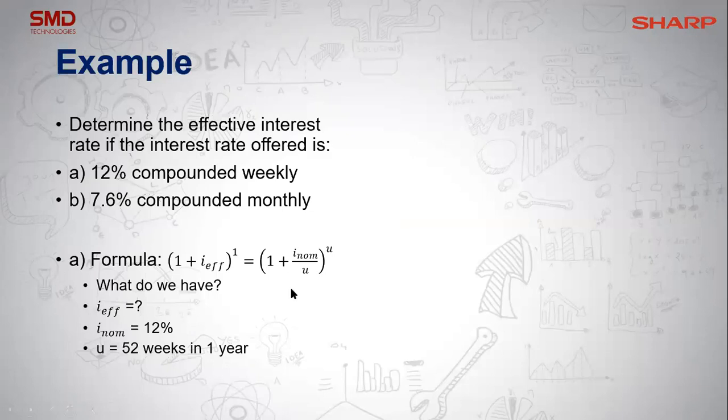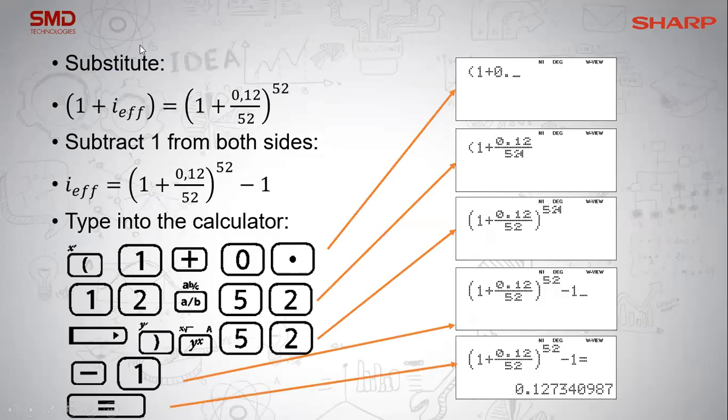Okay, so we need our effective interest rate, that's 1 plus i_eff. Our nominal interest rate, that's what was advertised to us, is 12%, and it's being compounded weekly, and there are 52 weeks in a year. So here we just substitute in our values, we subtract 1 to get the interest rate by itself, and then of course we type it into the calculator and we get 0,12, and if we multiply this by 100 it gives us 12,73%. So our effective interest rate is almost a percentage higher than the advertised interest rate.